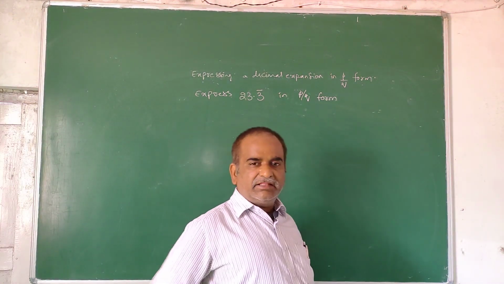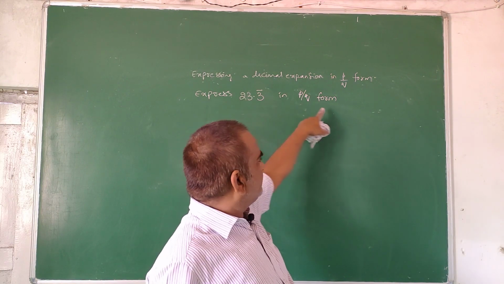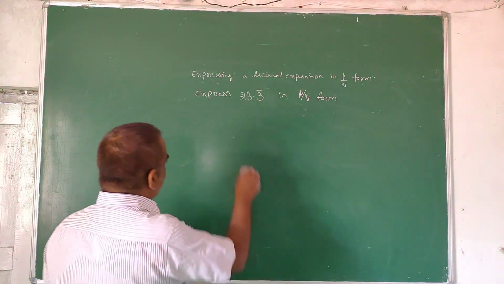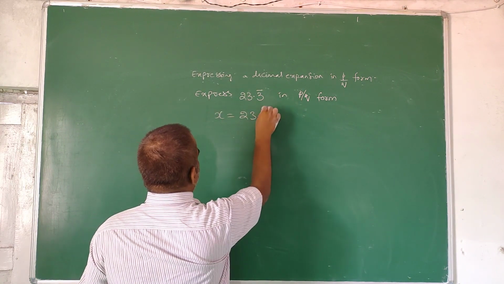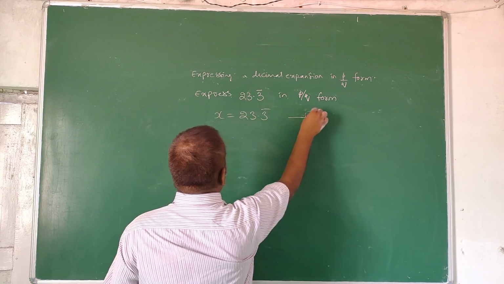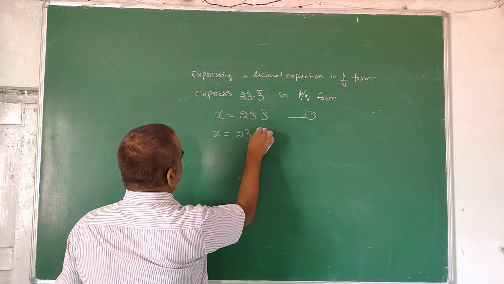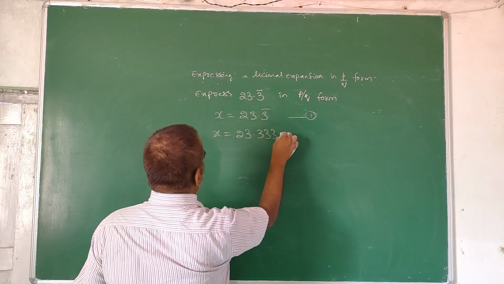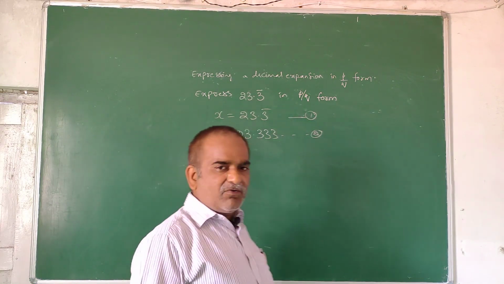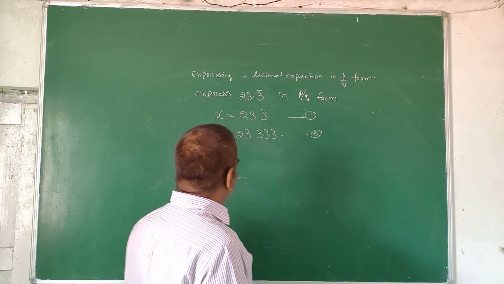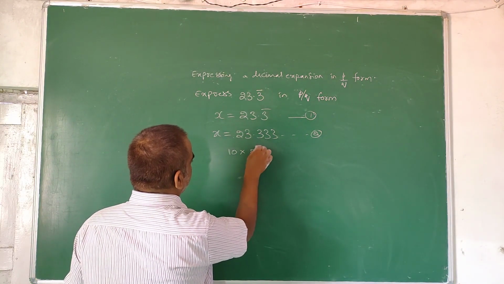Now our another example is: express 23.3 bar in P by Q form. Take the solution: x is equal to 23.3 bar, say it is equation 1. Now write this in expanded form, 23.333 and so on. So this is equation 2. Now under the bar sign we have only 1 digit, so multiply both sides by 10.